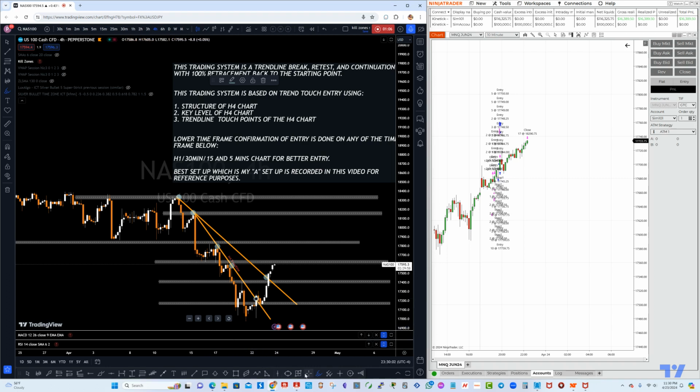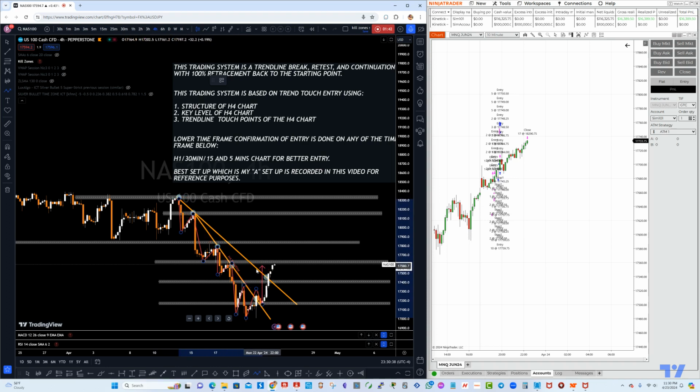So, what is my A setup? My A setup is when I have structure like this: lower low, lower high, lower low, lower high, lower low, lower high, lower low, lower high, lower low. Then we have trend line being broken and being retested. I expect the market to go back to the first touch, the second, the third, the fourth, and so on like that.